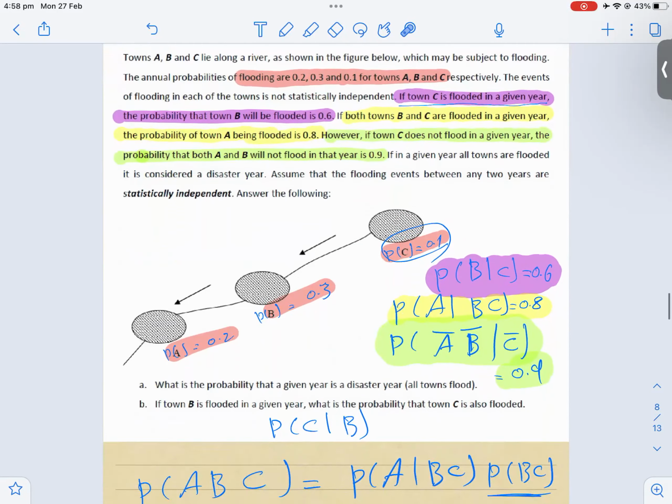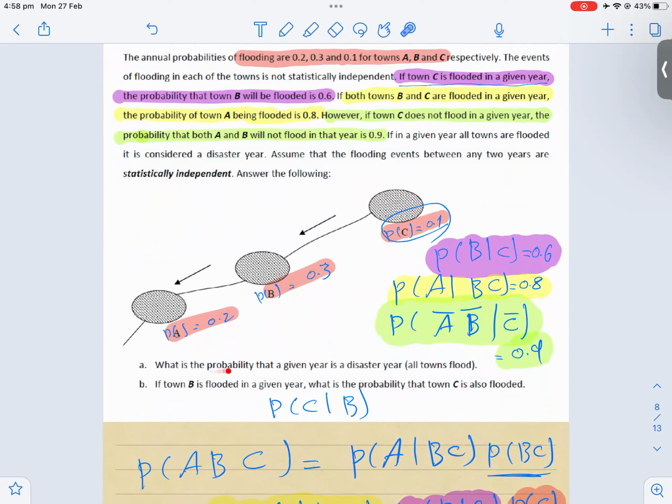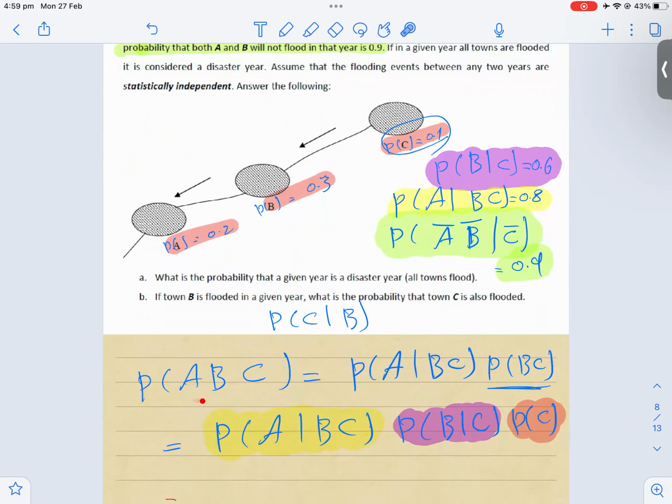Now, what's the probability that a given year is a disaster? What was the definition of the disaster? It's all of the cities are flooded. It means A happened and B happened and C happened, and, not or. And means intersection, okay? So the probability of A intersection B intersection C.